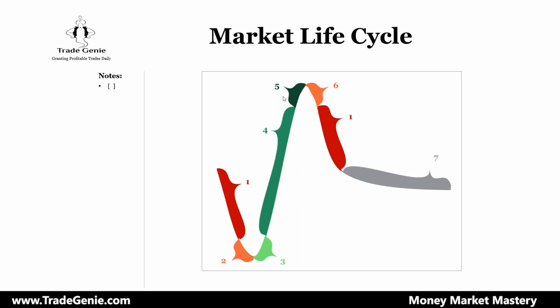Now stage five of the market life cycle comes in where the market is overbought. We call it an overbought market. Stage two and stage three were an oversold market. Stage five is the overbought market.